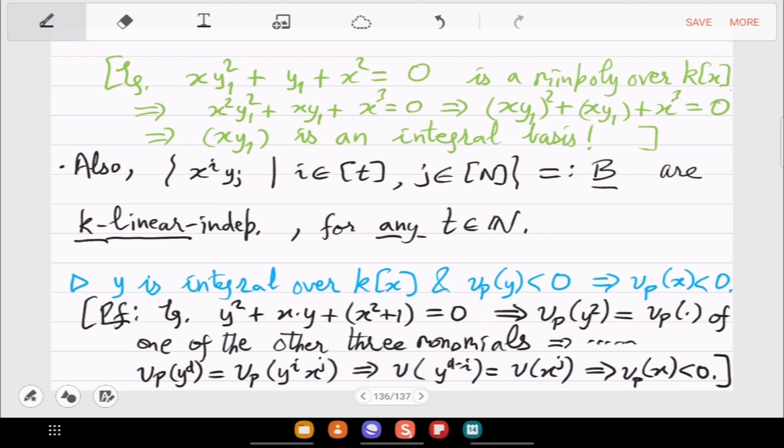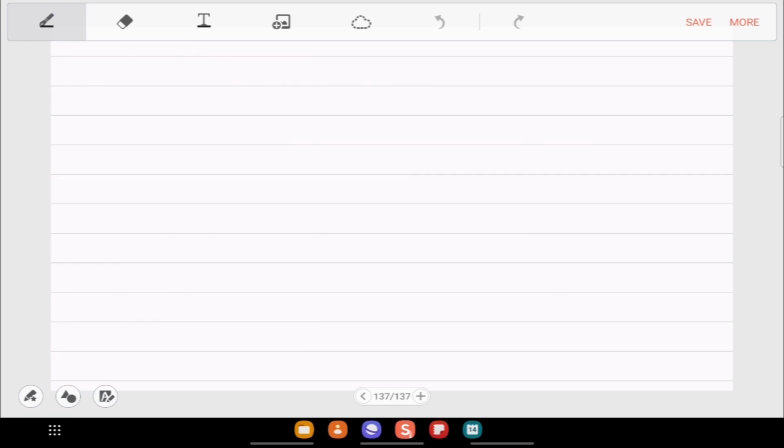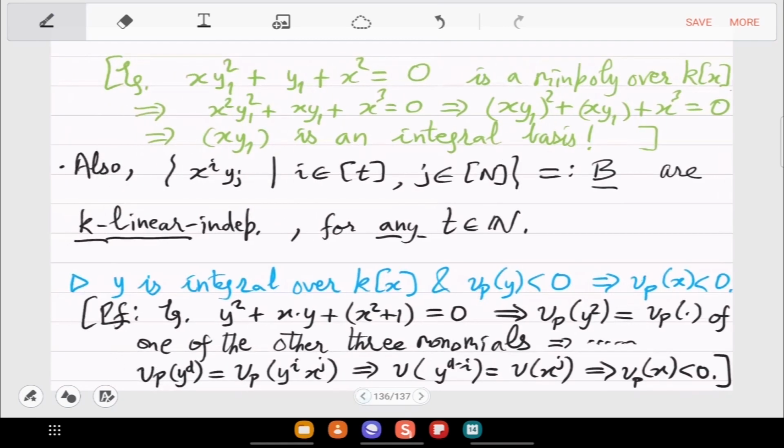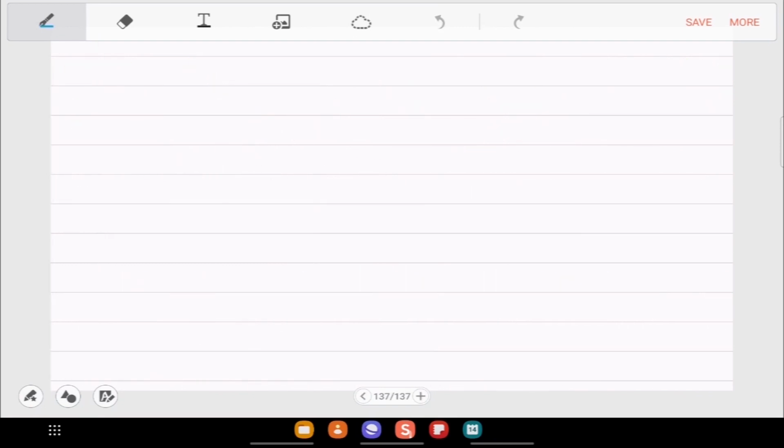So this is just a technical result. Now, how will we use it? What this tells you is that since the yj's that we have picked were integral, their poles are shared by x. That's all it is telling you. So poles of yj are shared by x. You should read the previous property like this.